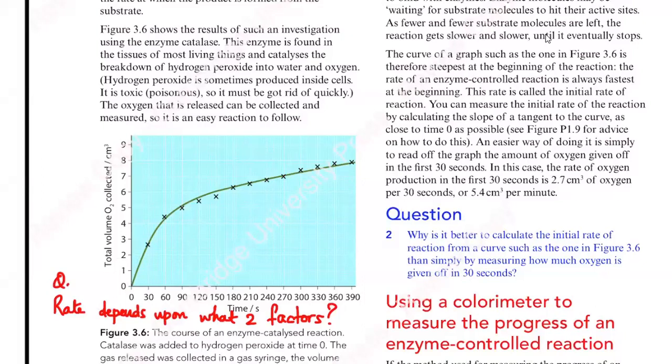Initially there are a lot of substrate molecules in this solution, so they hit the active site of the enzymes at a very constant and fast rate. Therefore, the reaction starts to speed up and gets faster and faster until eventually the number of substrate molecules reduce and less substrate molecules hit the active site. Therefore, the speed of the reaction decreases gradually and eventually stops at 390 seconds. Okay, fine.